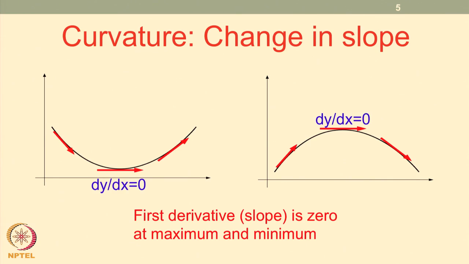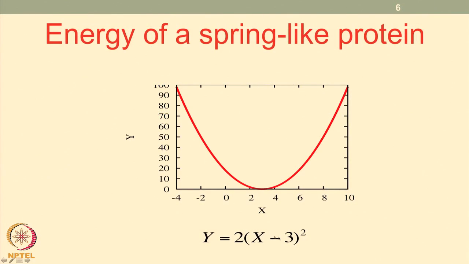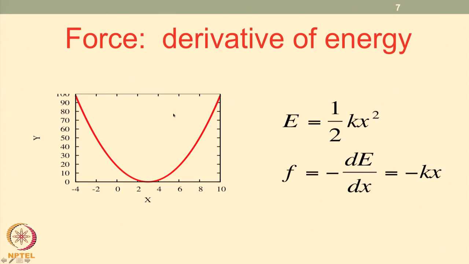And there are many curved functions with which we are very familiar. For example, if you take the energy of a spring-like protein, the energy can be written as x minus x0 whole square, like half kx square, which is typically the energy of a spring-like protein. If you take an energy function, it could be a quadratic function like this. For example, E is equal to half kx square, or k x minus x0 whole square if you wish. It will be a quadratic function, it will be a curved function. The force will be a derivative of this energy. We know that force is the derivative of energy.